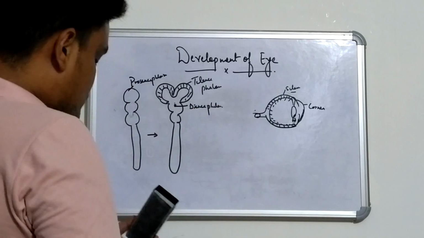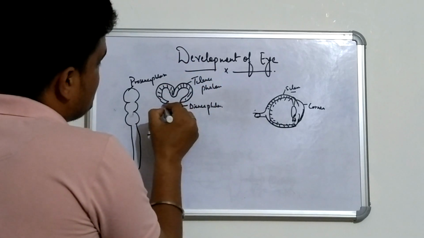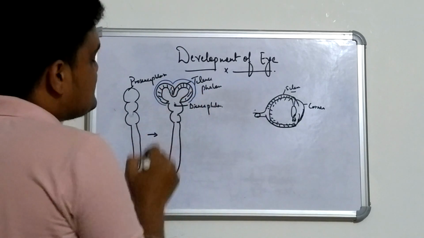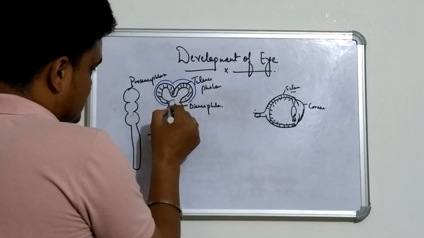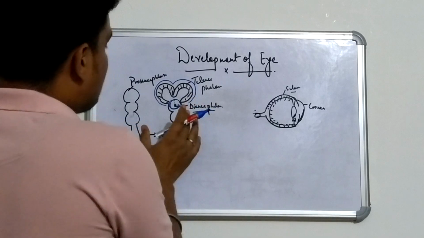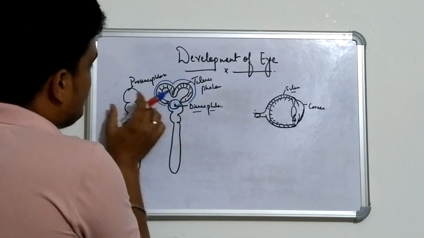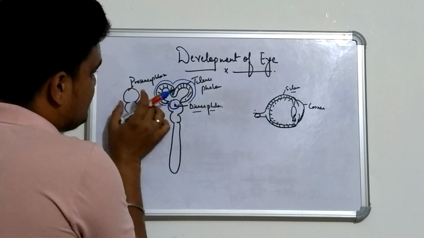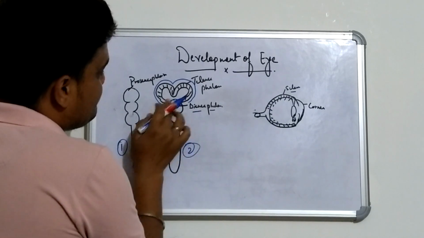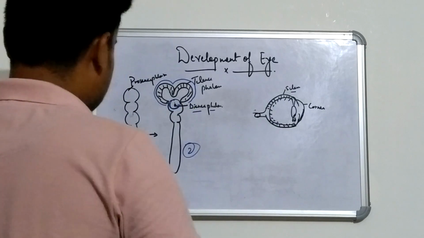Okay, so the first portion of the prosencephalon area which is divided is called telencephalon, and this area is called a diencephalon. So actually there is a bulging or a division of a prosencephalon area only in the stage 2. This is 1 and this is 2, in which it is divided into telencephalon and diencephalon.